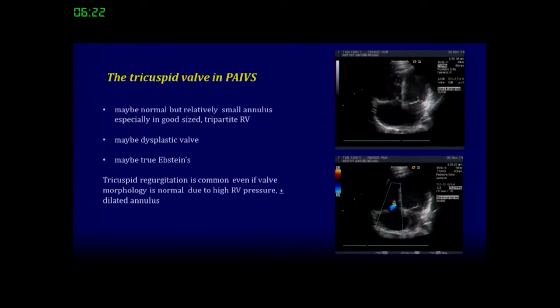Next, I'm moving on to the tricuspid valve. Quite often, when you have a very nice three-part ventricle, which is fairly decent size, the valve is fairly normal, as shown here. But because of the high RV pressure, there is often mild or maybe moderate tricuspid incompetence. But quite often, with the smaller ventricles, we may see a dysplastic valve and sometimes a true Ebstein malformation of the tricuspid valve.